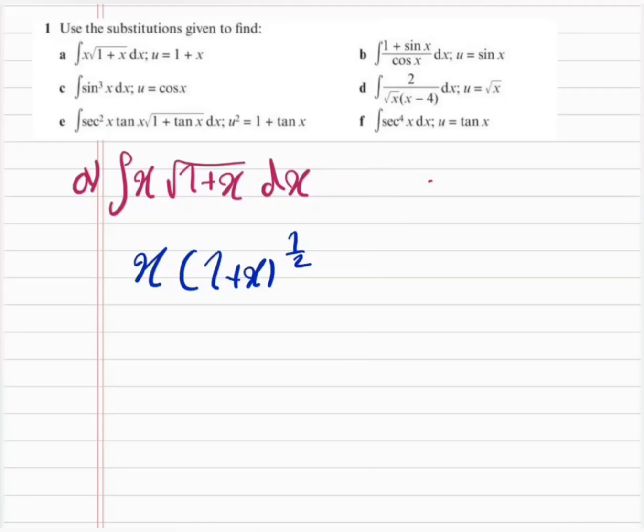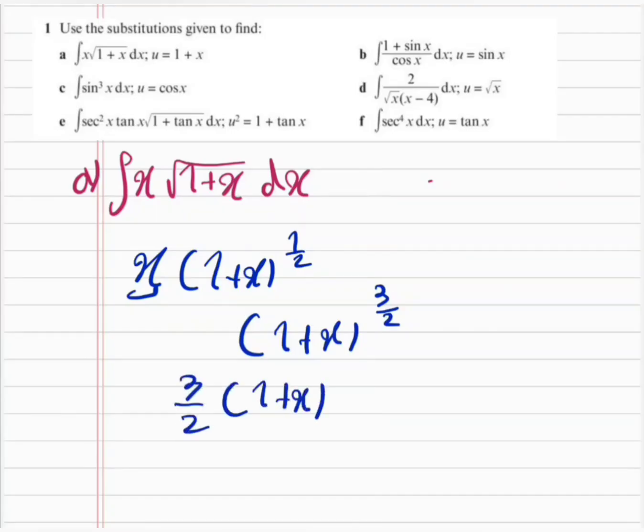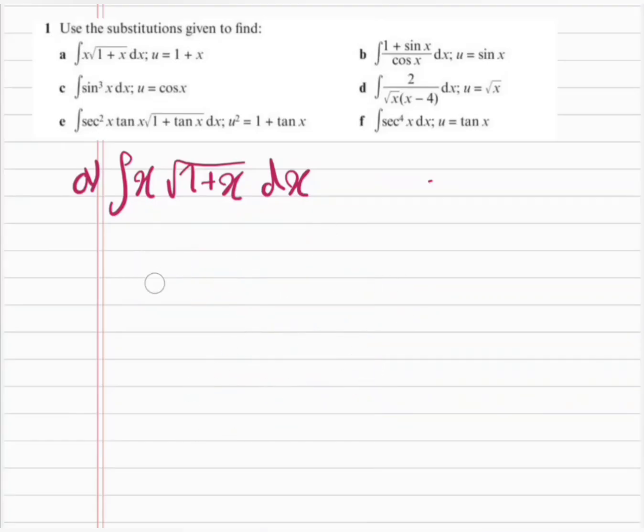And then the other method might be the reverse chain rule, but that one is not going to work either, because the power of the bracket is not higher than this. If we say the answer is 1 plus x to the power of 3 over 2, then when we differentiate, we'll have 3 over 2 and then 1 plus x to the power of half. So we cannot get this x term. That's the problem. So instead of using all of these methods, in this case, we need to use the substitution method.